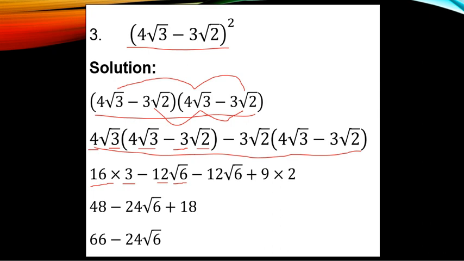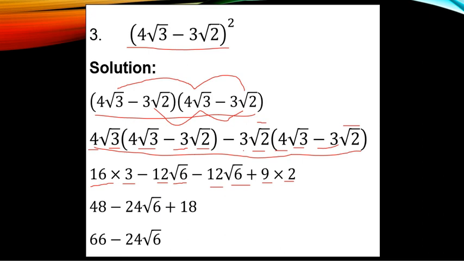6 is not a perfect square, hence you cannot find its square root. To the second bracket, 3 times 4 is 12. Then root 2 times root 3 is root 6. If you go again, minus 3 times minus 3, you have plus 9. Then root 2 times root 2 is root 4, and root 4 is 2.